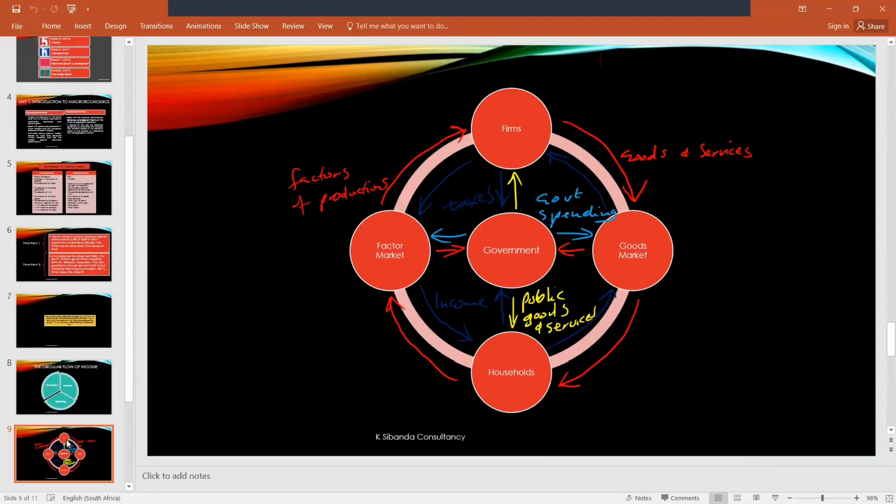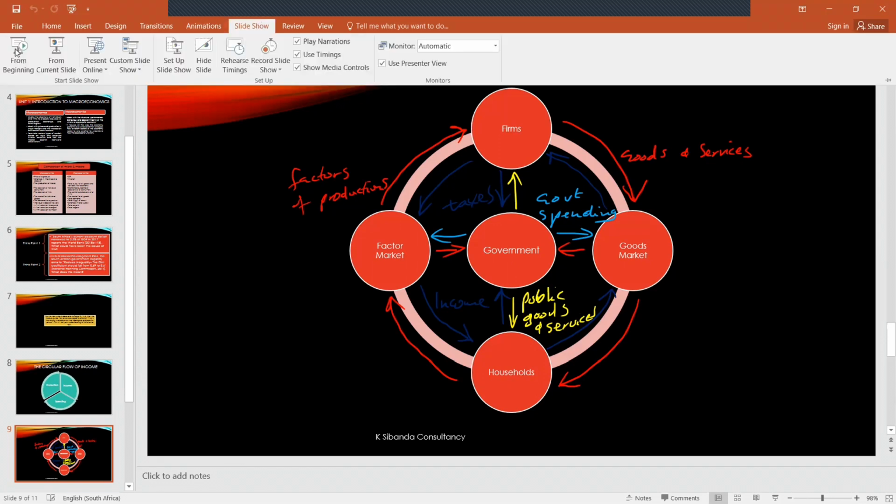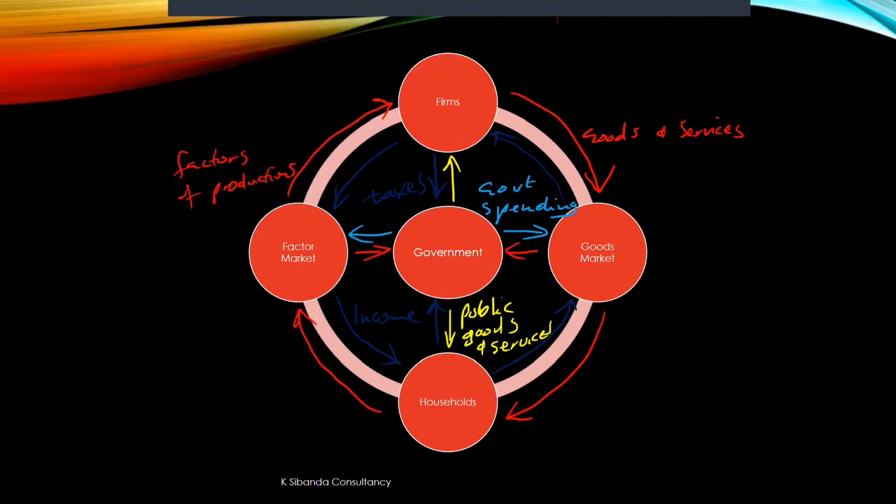Okay, so we had started talking about how the government gets into the picture, and we mentioned that the government becomes a key player in an economy, both in connection with the firms or the producers, and also in connection with the households. And the government is also an active player in the factor market.